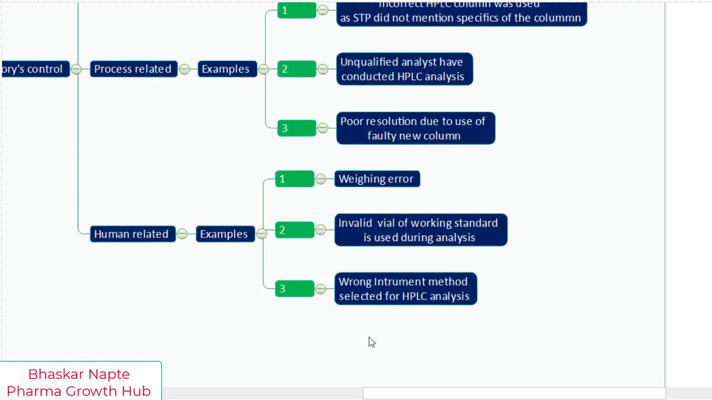The third example can be wrong instrument method selected for HPLC analysis. Analysts cannot design the HPLC instrument method, but analysts can select the HPLC method during preparation of the method set in case of Empower, or during preparation of the analytical sequence. But somehow the analyst has selected the wrong HPLC method or the wrong instrument method. So how are you going to make sure that the next time an analyst makes a sequence, the analyst will never select the wrong method, or if he or she selects the wrong method, it will be countered or reviewed by an expert, so that corrections can be made before starting the analysis, and your incidents will come down? So these are the examples of human-related incidents.